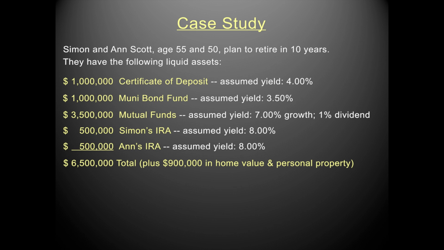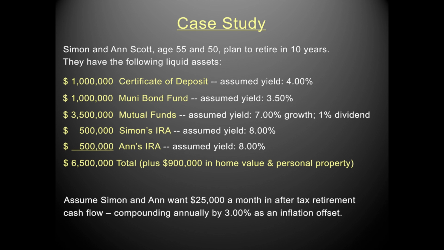Now, the yields should reflect what you and your client believe are reasonable. They can be level as I've shown or variable based upon schedules that you input. And incidentally, this is not the time for a Monte Carlo simulation for those who like to use that tool. Once an overall plan is designed, then an asset by asset Monte Carlo analysis may make sense. Okay, so let's assume Simon and Ann want $25,000 a month in after-tax retirement cash flow when they retire, compounding annually by 3% as an inflation offset.